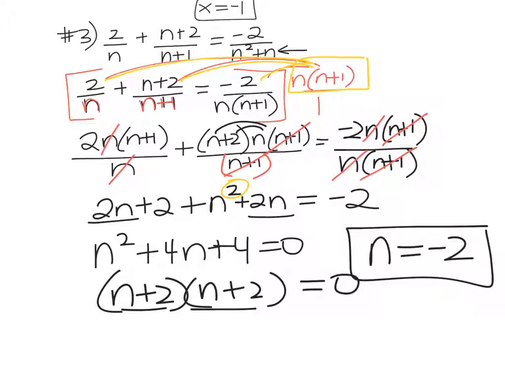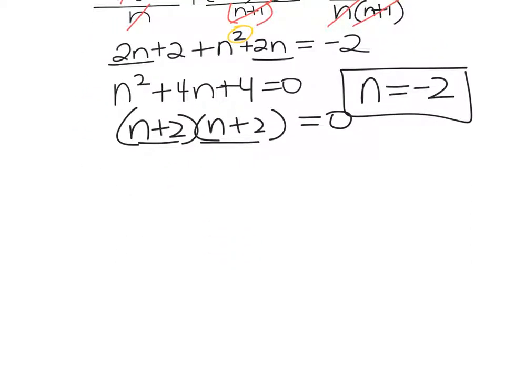So what would make this 0 would be negative 2 and negative 2, so I get it twice. Yeah, our answer is n equals negative 2. All right, let's do one more of those. These are tough. I agree.